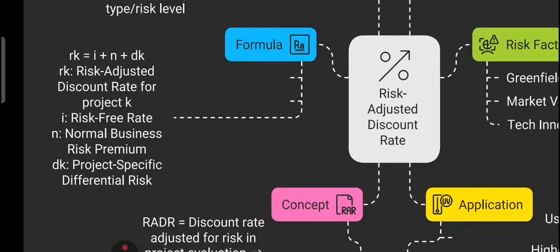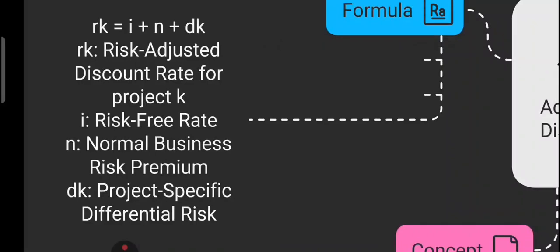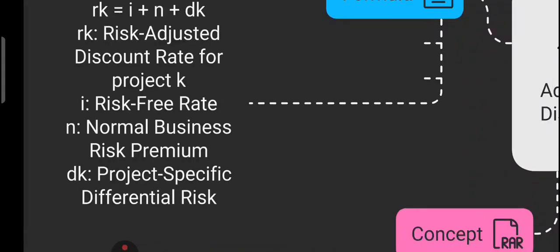So this is the formula: Rk is equal to i plus n plus dk. What is i? i is the risk free rate, that means the rate of a government bond. Suppose you invest in a government bond, whatever rate you get, that is i. That is called the risk free rate. Then what is n? n is the normal business risk premium. Obviously, since you are investing in a riskier project, you will demand some premium, right? So that is called the risk premium.